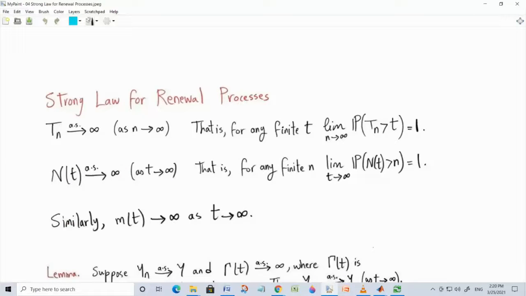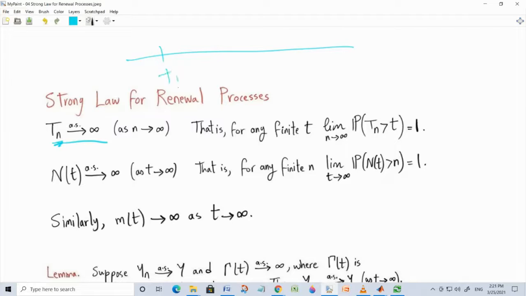Okay, strong law for renewal processes. Let's now mix the chapter on convergence of random variables with renewal processes. There are initial results, and the proofs of those results are in the notes if you are interested in reading them. These are the statements that Tn converges almost surely to infinity as n goes to infinity, which makes sense, right?